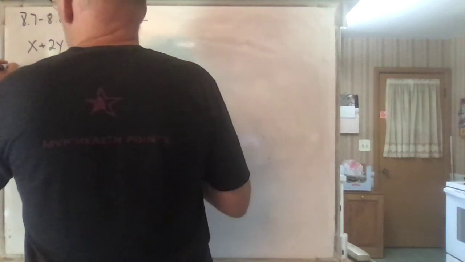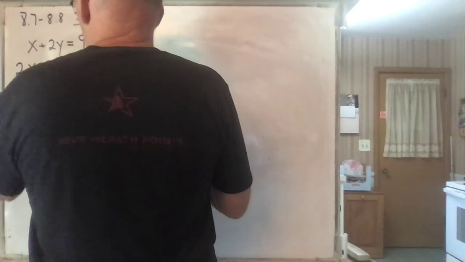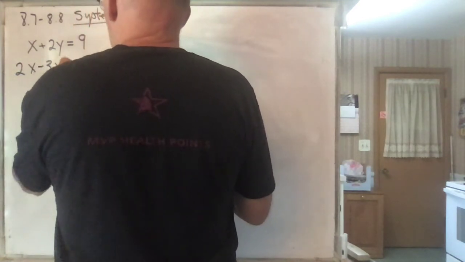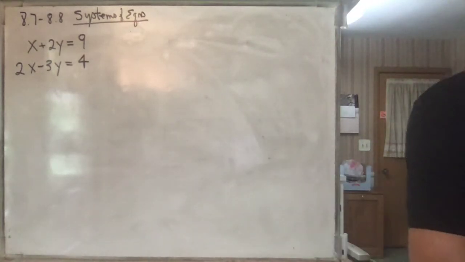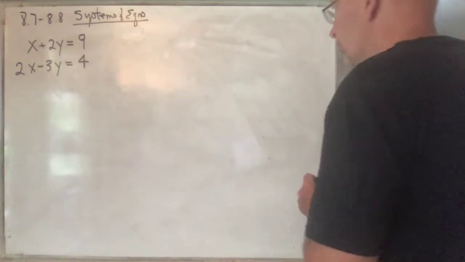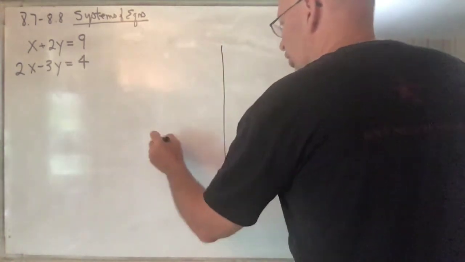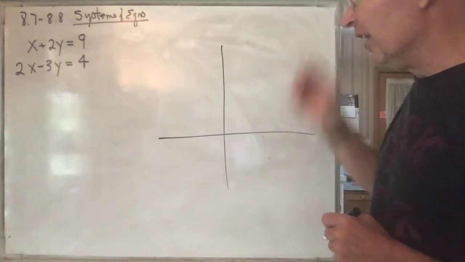Suppose you have these two lines. Do you agree these are both lines? Anything of the form ax plus by equals c, recall, is a line. So those are both lines. And if we wanted to graph them, we could. And what we're after is finding a point of intersection of those two lines.